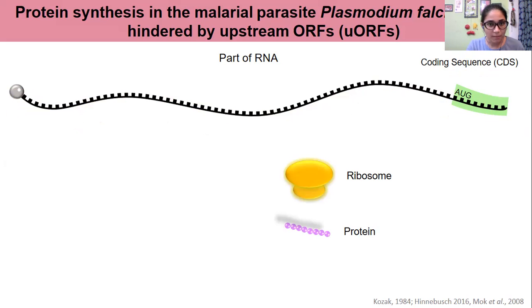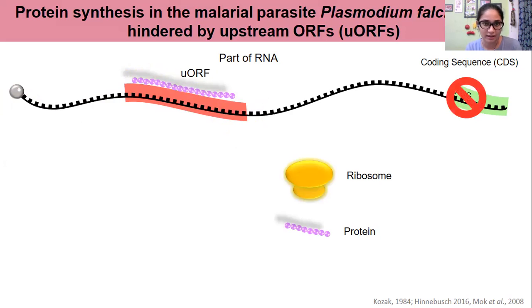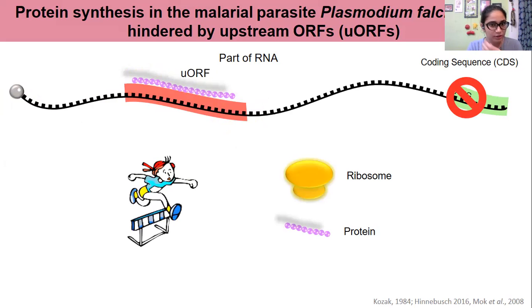But if there is something known as an upstream ORF, it can hinder the process of protein synthesis. In case an upstream ORF is present, the ribosomes will form a protein on this upstream ORF and then dissociate, thereby not reaching the coding sequence and forming the protein. In this way, they act as a hurdle. If you are trying to race and there are a lot of hurdles in between, you'll be delayed in reaching your destination. This is what the ribosomes are facing here.